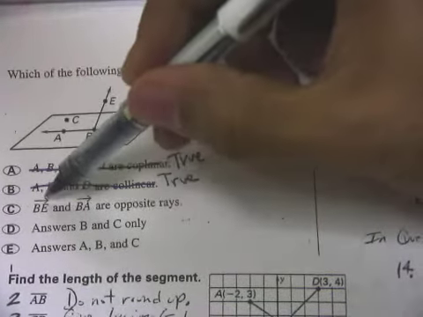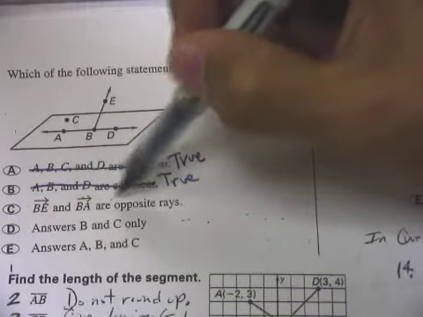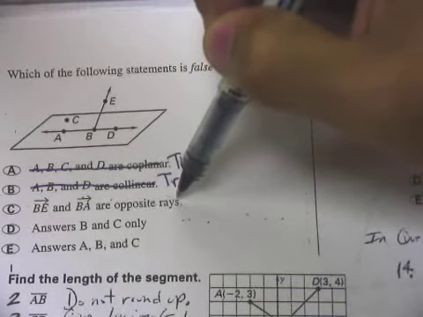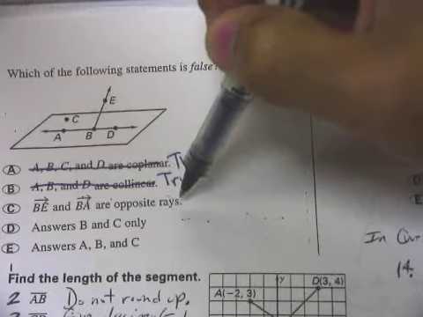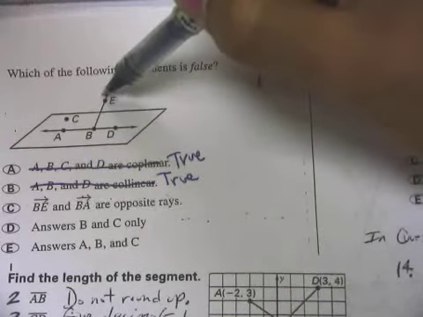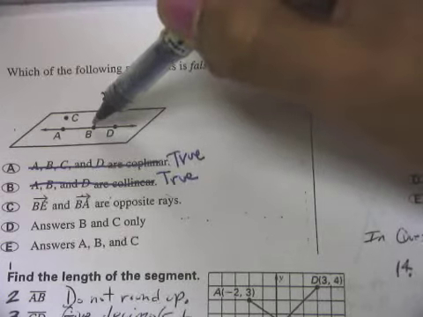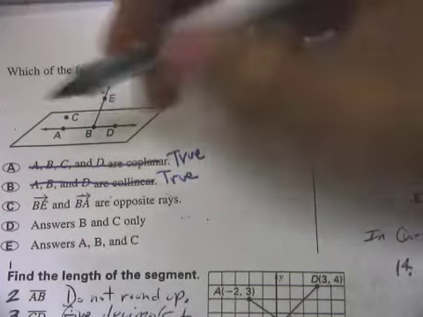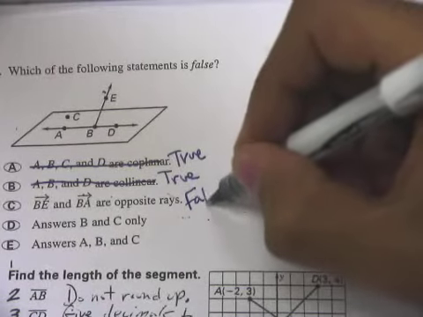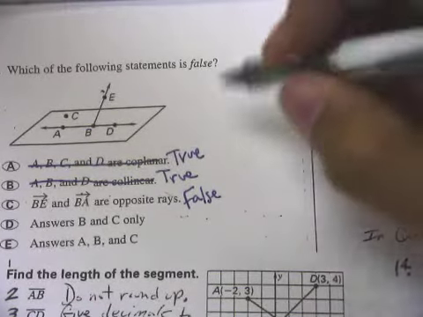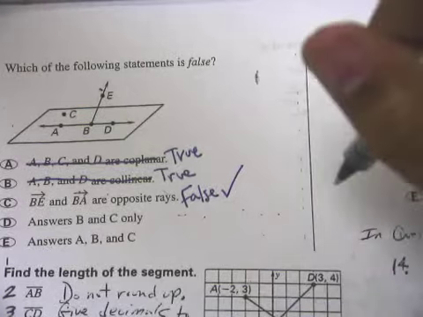And then we have ray BE and ray BA are opposite rays. That means that they're rays going in opposite directions. Well, here's ray BE going this way. Here's ray BA going that way. And are they going in opposite directions? The answer is no. That is false. That is my answer.